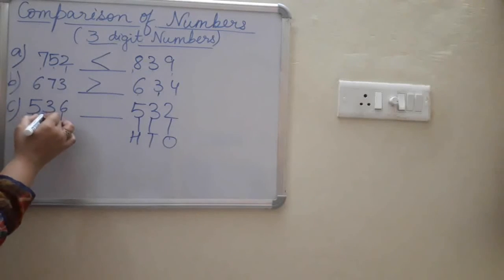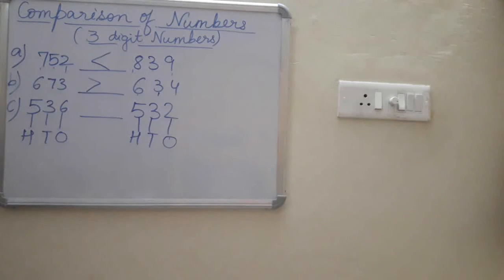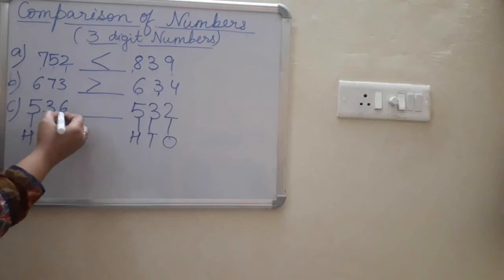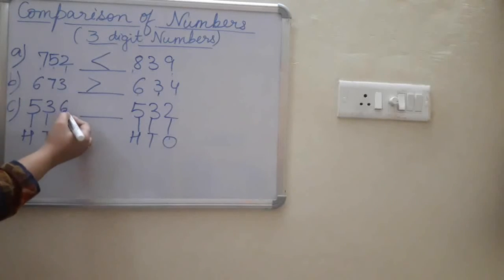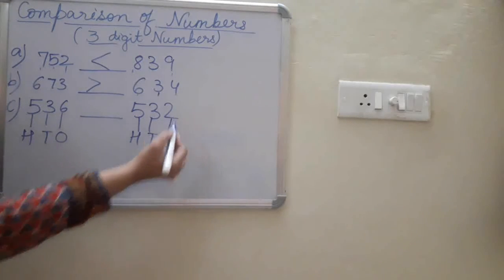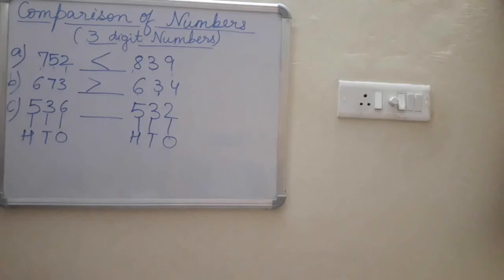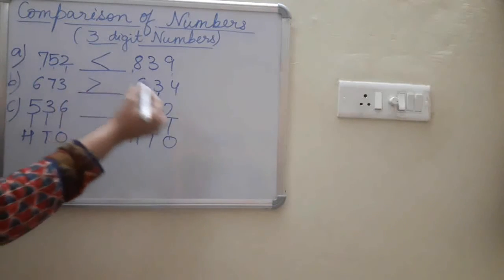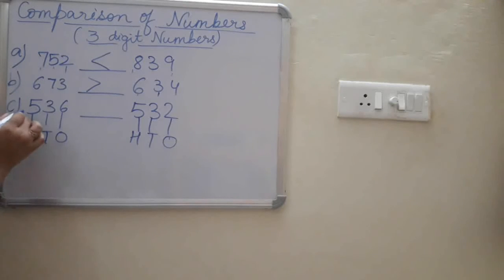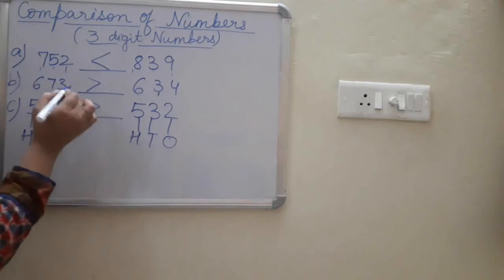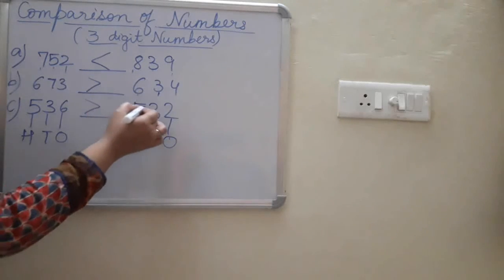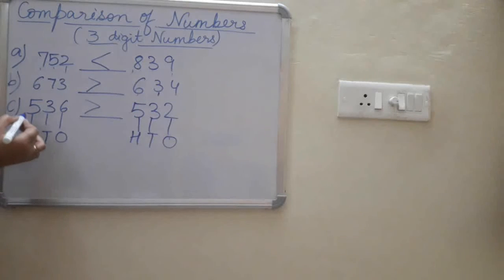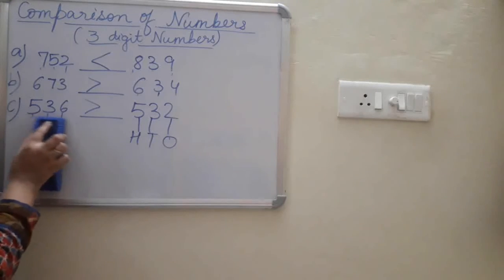Here you can see the digit at tens place is also same. So now our next step is to look at the digit at ones place. So we will check the digit at ones place. Here the digit at ones place is 6 and here the digit at ones place is 2. So you can easily tell, children, that 6 is greater than 2. So number 536 is greater than number 532. Or we can say that number 532 is smaller than the number 536. Okay children. Now let us look at the next example.